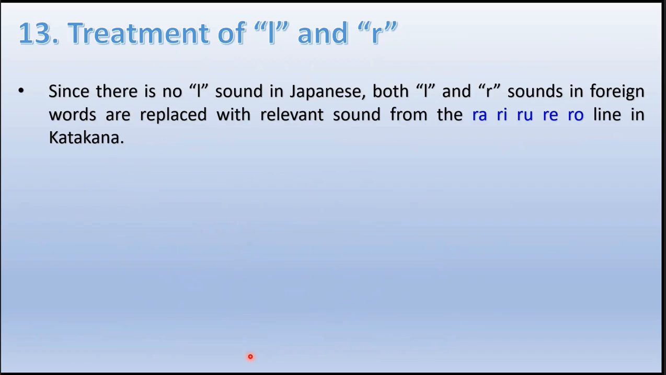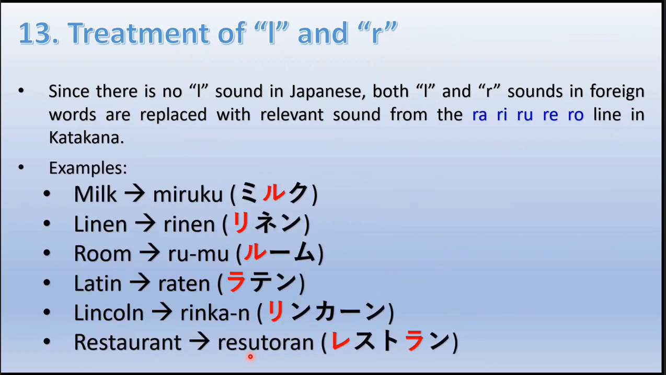Next is rule number 13, treatment of la and ra sounds. Since there is no la or l sound in Japanese, both la and ra sounds in foreign words are replaced with the relevant sound from the ra, ri, ru, re, ro line in katakana. So milk becomes miruku, linen becomes rinen, room becomes rumu, Latin becomes raten, Lincoln becomes rinkan, and restaurant becomes resutoran. You can see here all the L consonants have been replaced with R, and the R remains as R.